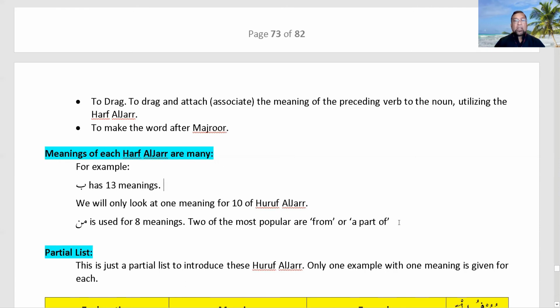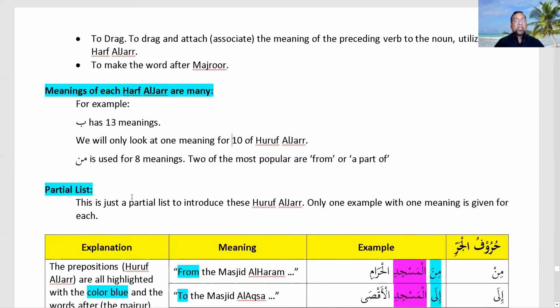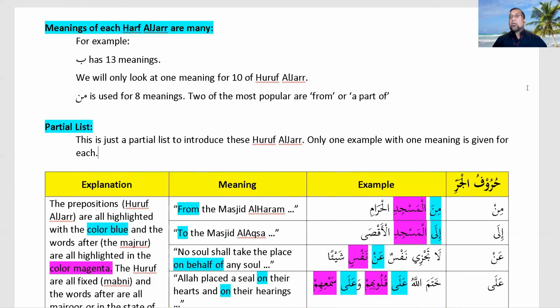But here in this list today, I would only give you 10 of the huruf, and I would just list one meaning for each of them. This is just a partial list to introduce these Huruf AlJarr. Only one example with one meaning is given for each. So the idea of today's lesson is not to give you each Huruf AlJarr and all the meanings that it's used for in Quran with an example for each.